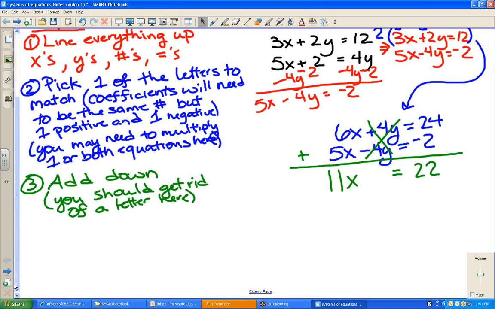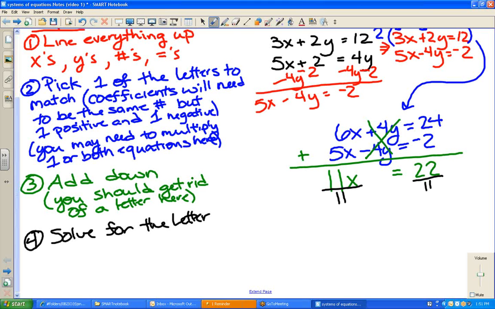Going to the next step. Step 4 is solve for the letter. Okay, so I have 11x equals 22, divide by 11, divide by 11. This shouldn't be anything new from what we've been doing. So x equals 2.